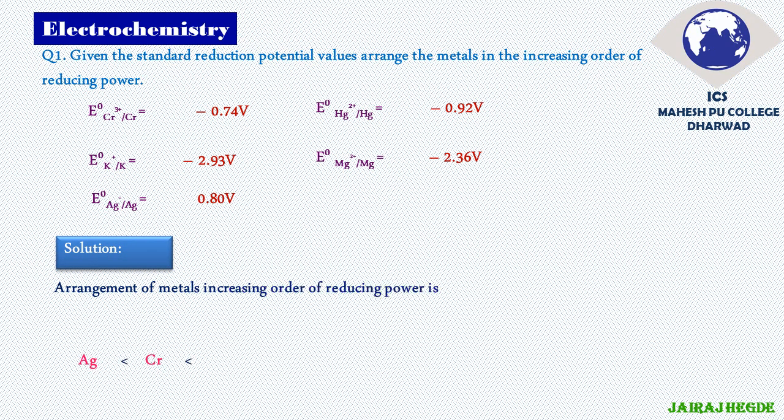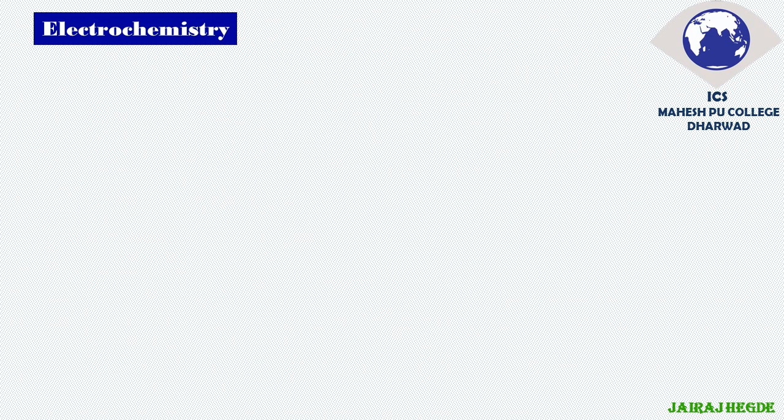The arrangement of metals in the increasing order of reducing power: first one is silver, highest reduction potential 0.8, then comes chromium minus 0.74, then comes mercury minus 0.92, then comes magnesium minus 0.36, then the one which has the lowest value of reduction potential, potassium, which acts as a very strong reducing agent. Let's have the second problem.